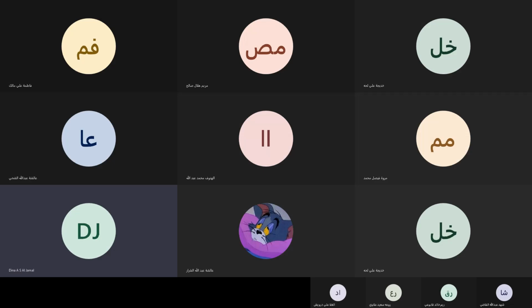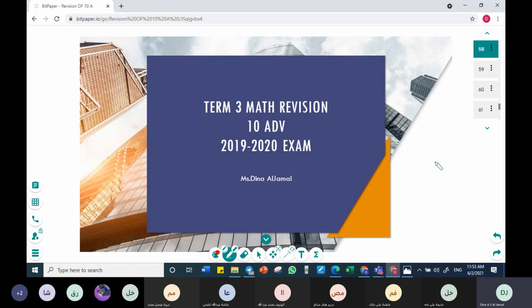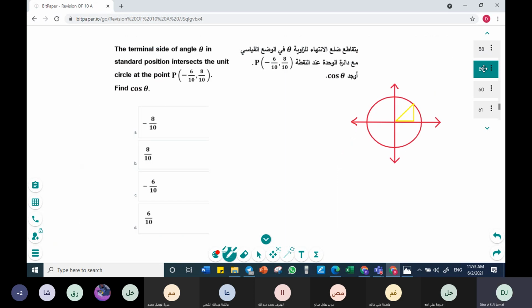Math Revision for 10 Advanced. We will be solving together the previous final exam of year 2019-2020. Of course, some of these questions are cancelled because your last chapter was cancelled this year. So I omitted the questions that are not related to the exam. So let's see the first question.